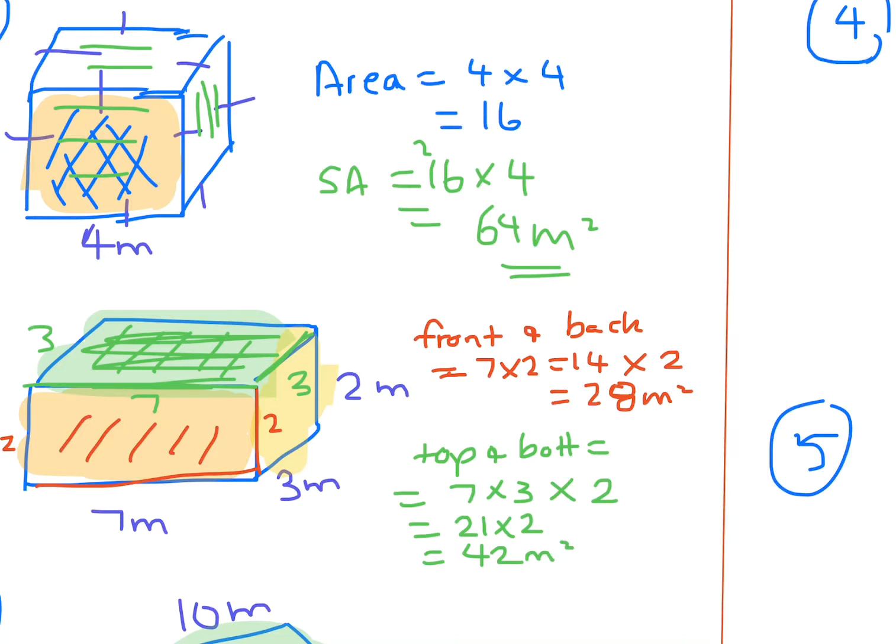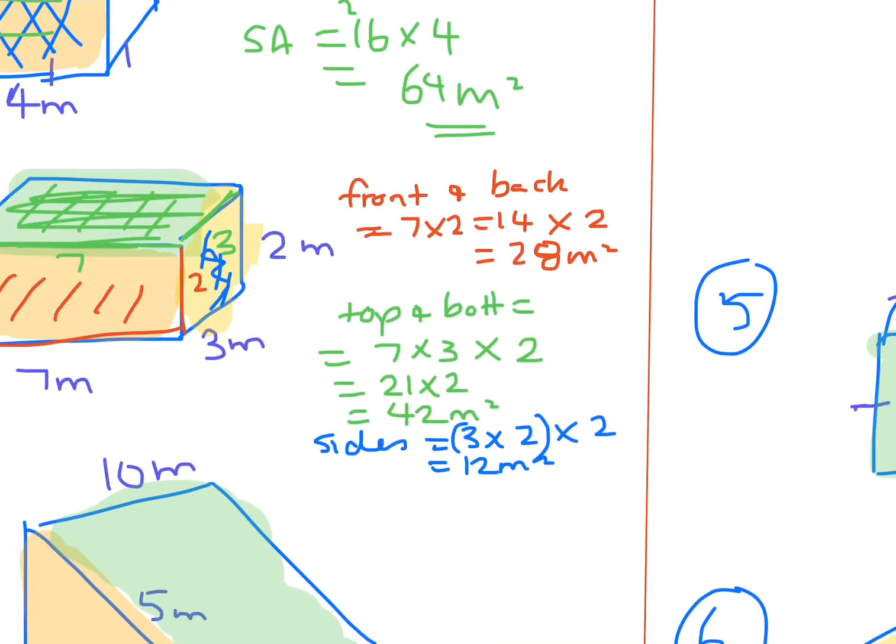So I've done front and back, top and bottom, and now what I'm left to do is the sides. If you look at the side, there's one of the sides there. So that is 3 times 2, and then there are 2 of those, because there's one on this side and one on the side you can't see there. So that would be 12 meters squared.